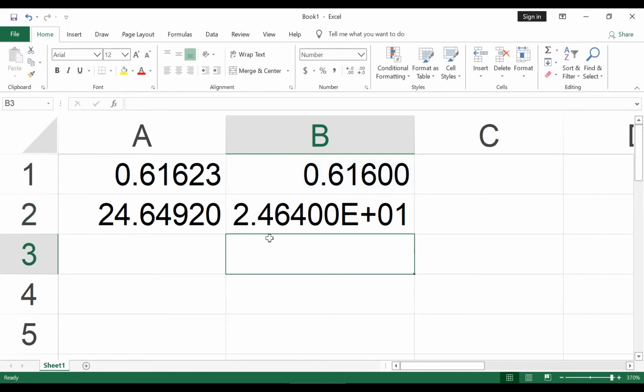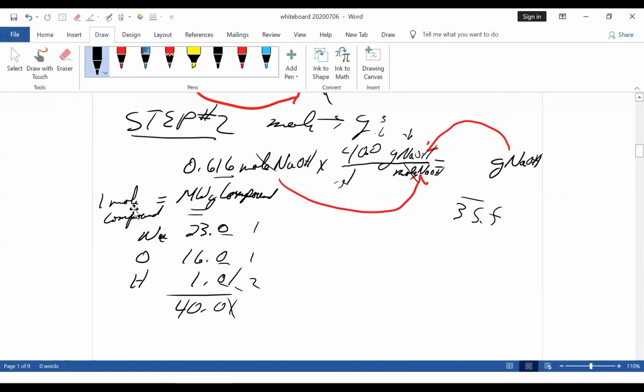If you notice, you get the same number. Both of these rounded off is 24.6 grams. Here it is in scientific notation. Here it's this way. You can write it either way. And that's how you do it.